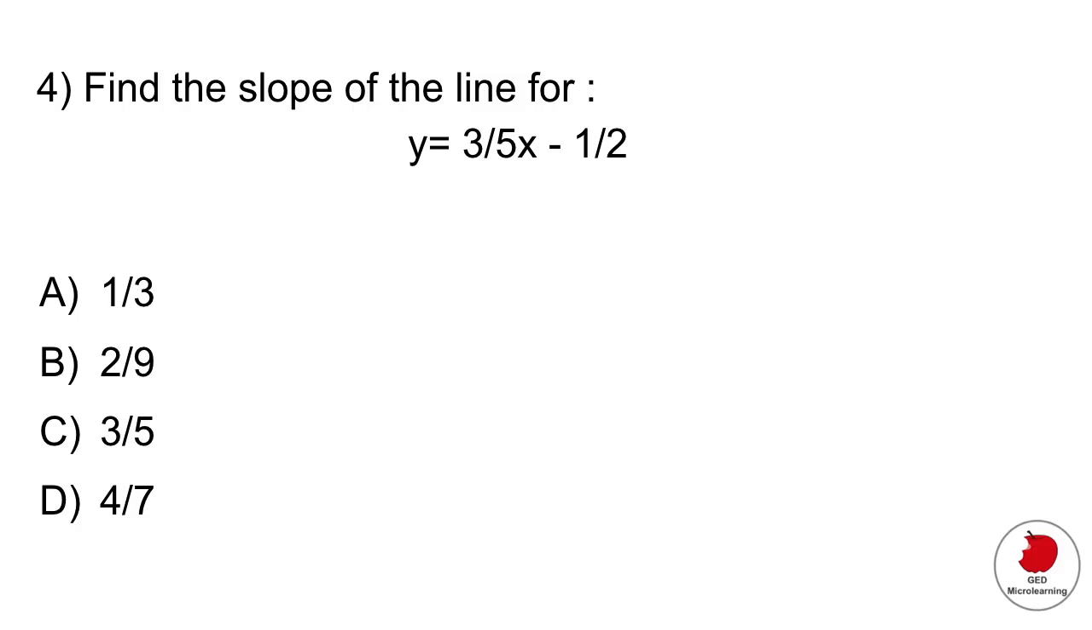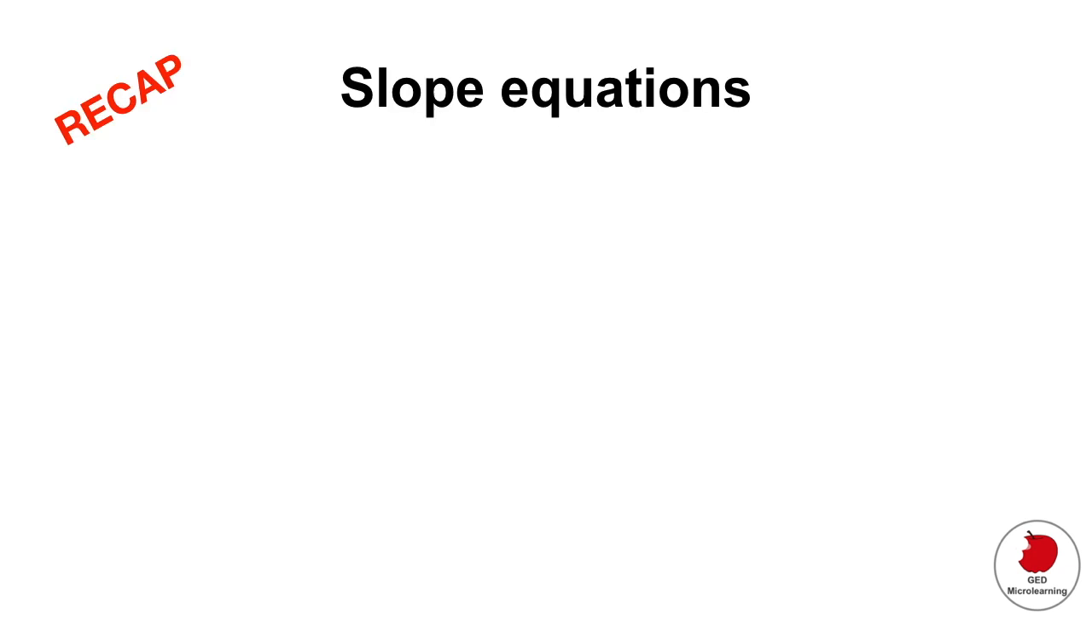All right, so question 4 is asking you to look at the slope of the line, and here they give you an equation. In this question, you don't actually have to do any math, but what you have to do is understand what each part of this equation represents. So just a quick recap.